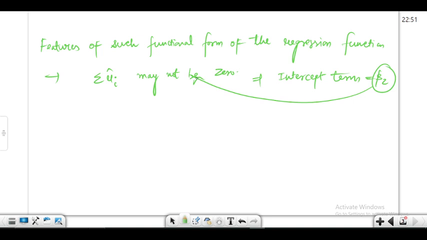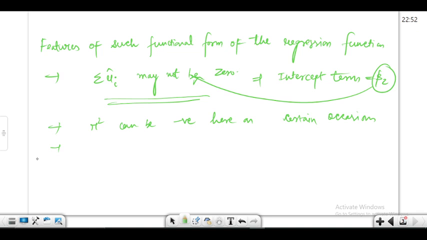We had also proved that summation ui hat is equal to 0 with the help of the intercept term. Since the intercept term is not there here, we cannot assume that summation ui hat is equal to 0. It may or may not be equal to 0. This is the first feature of this form. And your r square can be negative on certain occasions. This is also a feature.